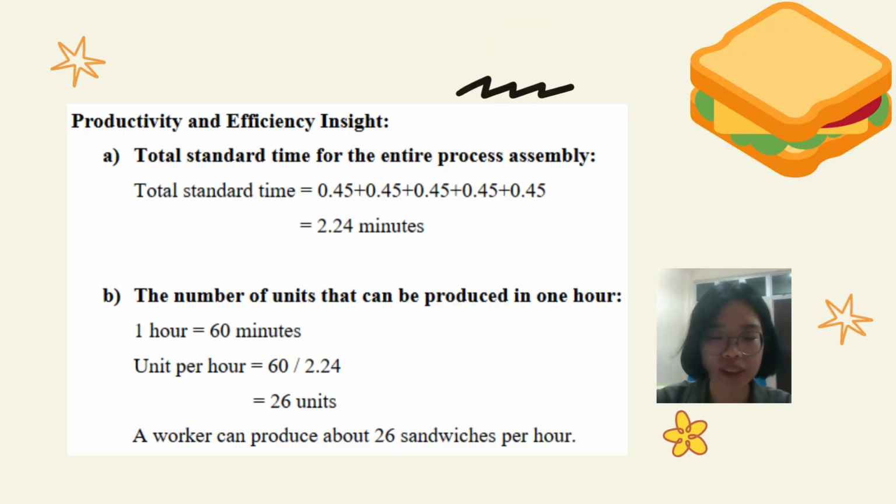Productivity and efficiency insight. The total standard time for the entire assembly process is 2.24 minutes. Based on this, we can calculate the number of units that can be produced in 1 hour. Using 60 minutes divided by 2.24 minutes, we get 26 units. A worker can produce about 26 sandwiches per hour.